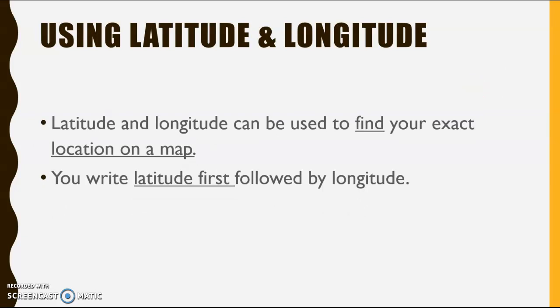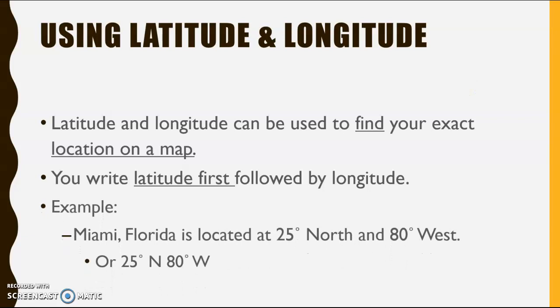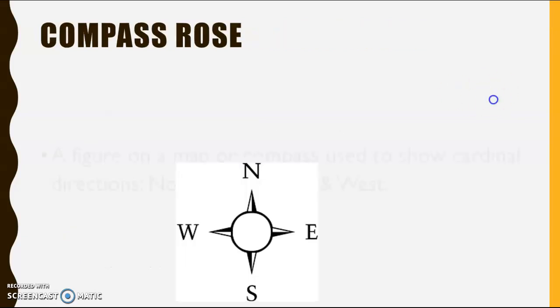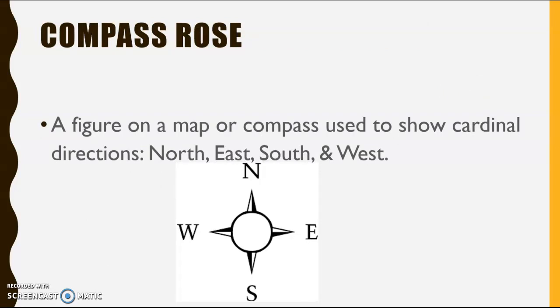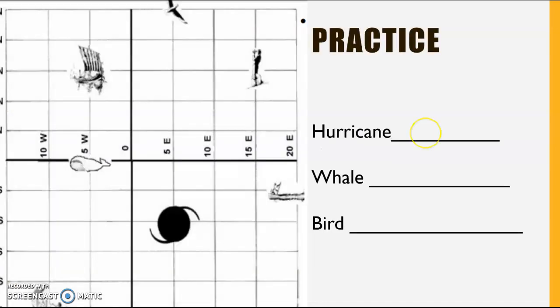Latitude and longitude can be used to find your exact location on a map. You write the latitude first, followed by the longitude. So lat first, then long. For example, Miami, Florida is located at 25 degrees north and 80 degrees west, or 25 N, 80 W. This is a compass rose. It's used on a map to help you find your directions: north, south, east, and west.